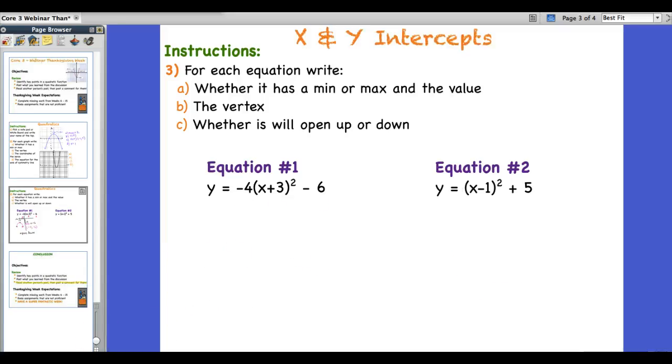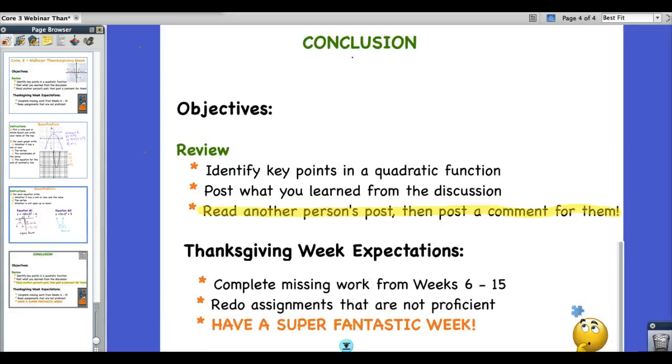All right, you guys, so I'm just going to conclude this today. Like I said, we just had a short one today. I was trying to save you guys a little bit. So for our review, you guys identified key points in the quadratic function. You did an awesome job. That's a really good step when you get there to know how to do all that.